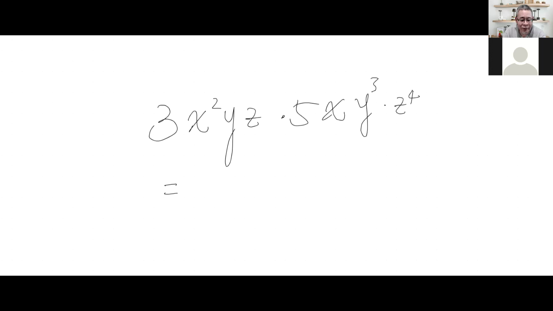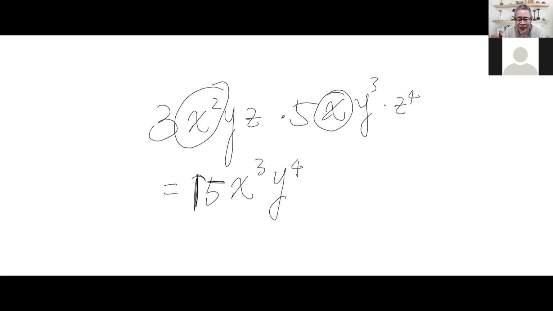Okay, we got 15. Very good. And how many x? 2x here. There's another. So x to the third. And you got the y correctly. Good job. We got 4 y's. Then we got 5 z's. Good. Good. Okay, now we're going to be looking at division.